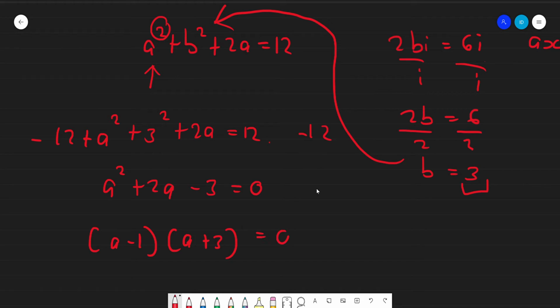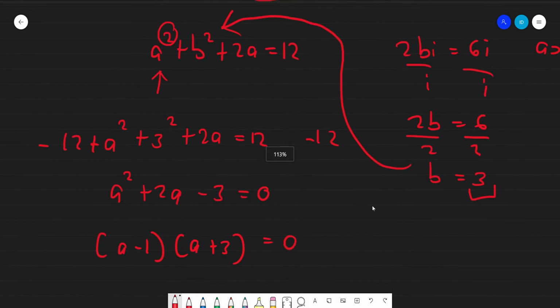Now there are many methods to factorize quadratic equations. You can use your calculator, you can use your own method, but that's for another time. For now, let's just use the method that we are comfortable with, as long as it's the right way and you get the same answer.